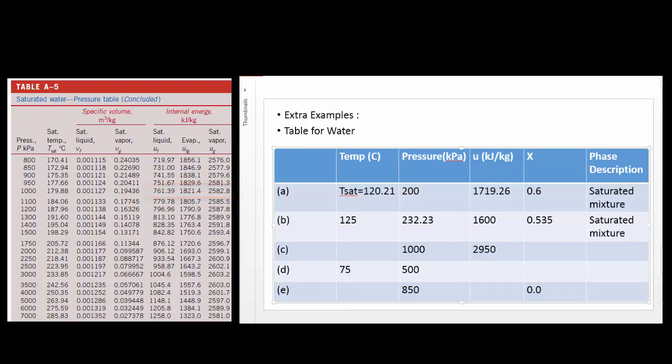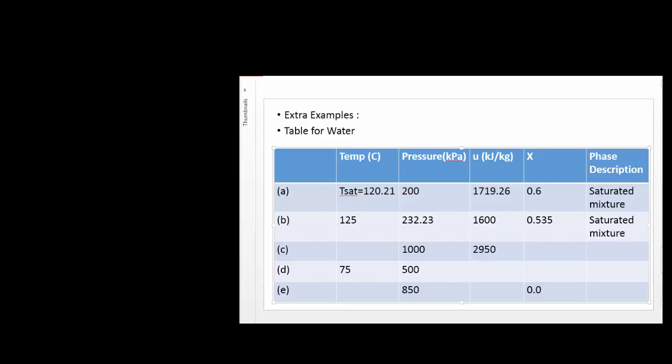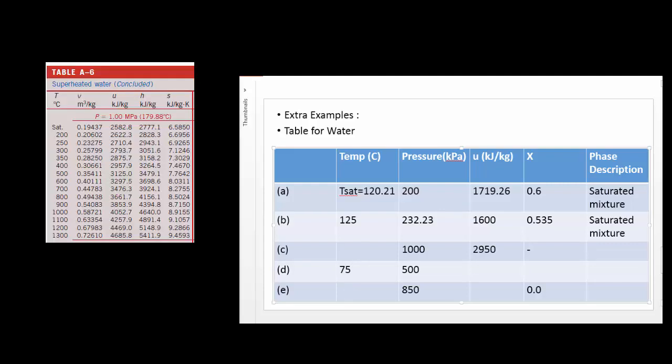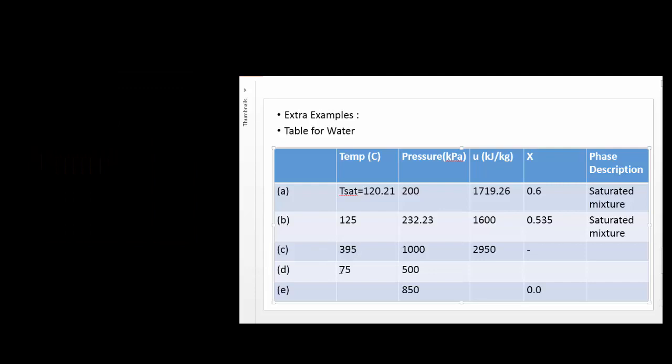So you go to table A6 and look at 1 megapascal, and you go to your internal energy. In this case, the X is not available because it's not a saturated mixture. So you go to temperature. Here is 1 megapascal, and the internal energy is 2950. So you do some interpolation by yourself. I can guess it is something very close, some 395, I guess. But you can do the interpolation on your own, and I'm lazy to do it. It's not my job. So let's proceed to the next.